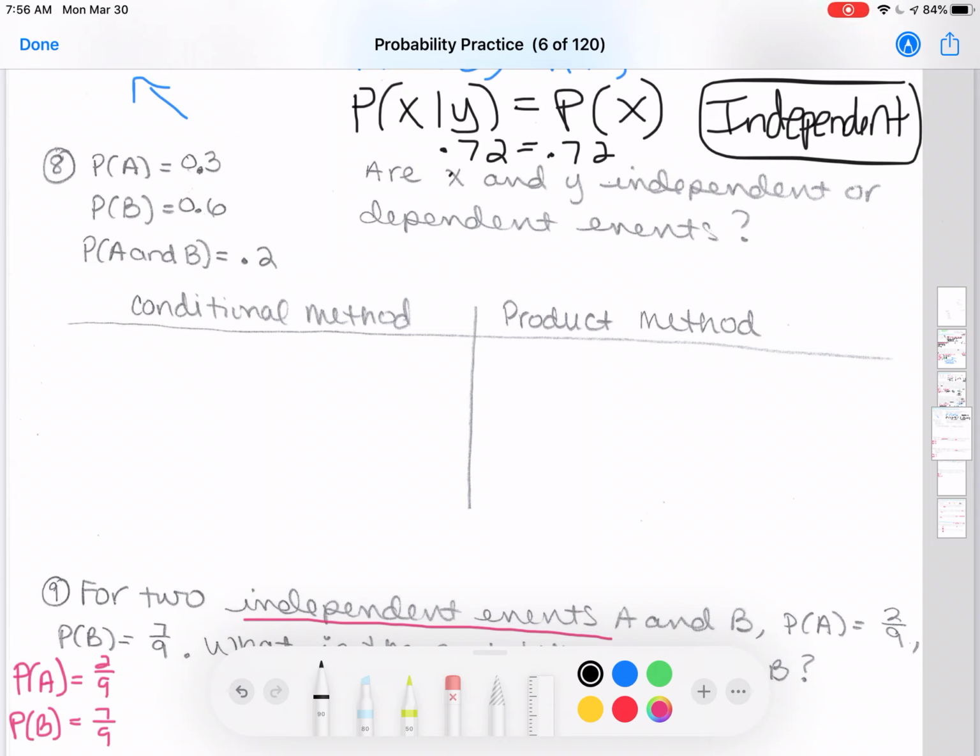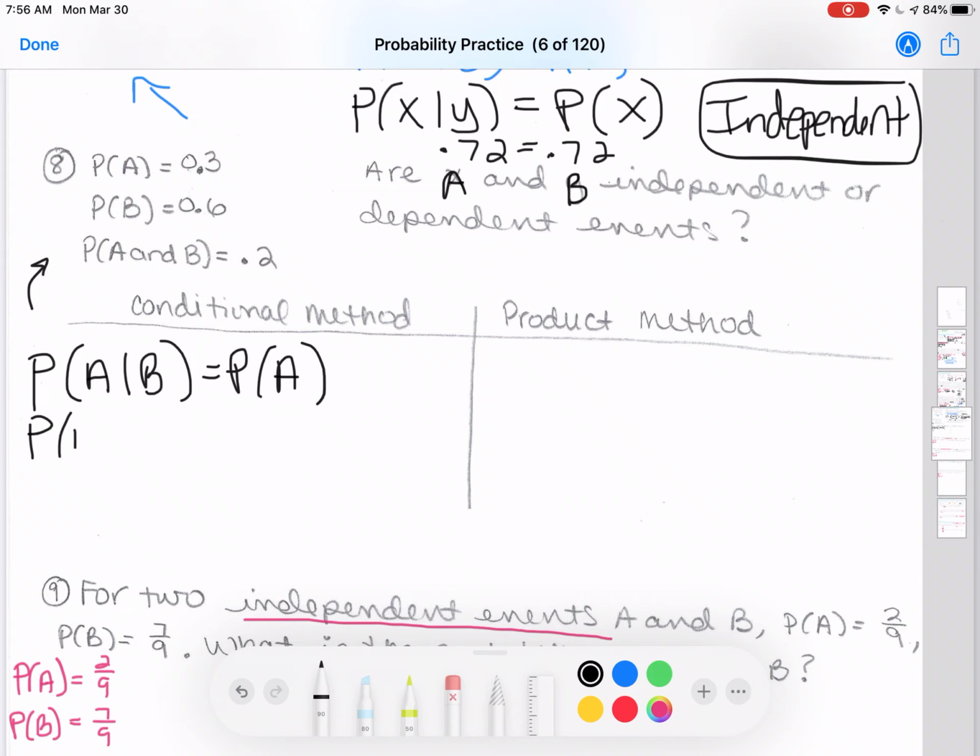This should say A and B, so just change that over. Okay, here we go. I'll start with the probability of A given B, and set that equal to the probability of A. When I use the conditional method on this one, see how the probability of A given B is not up here. So I have to change the formula over to the probability of A and B over the probability of B, and then set it equal to the probability of A. It's a little bit more work. That's why if you can use the product rule, it's easier.